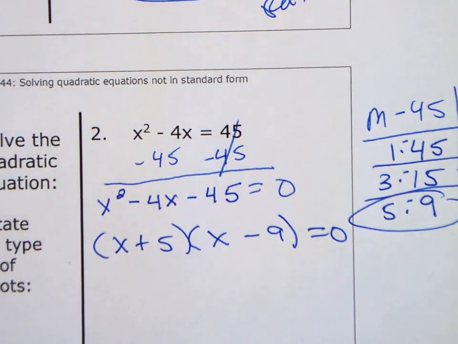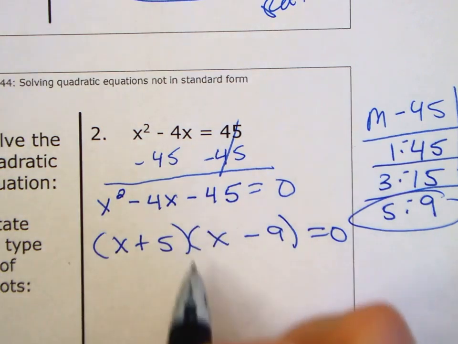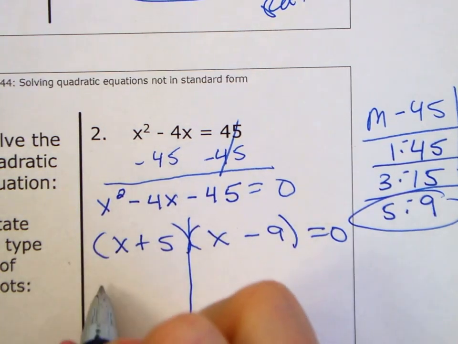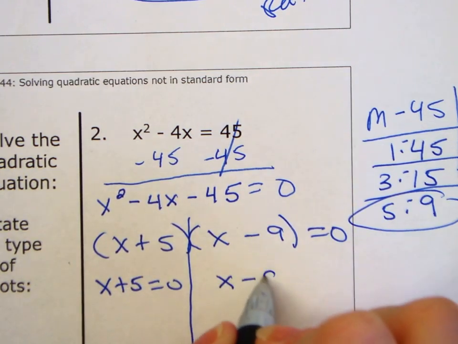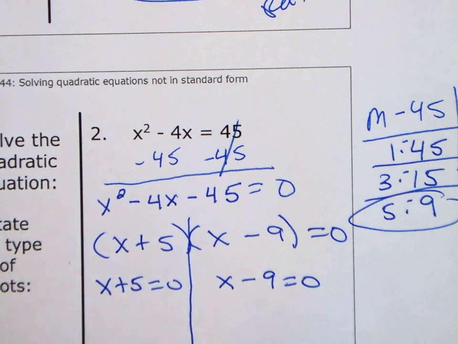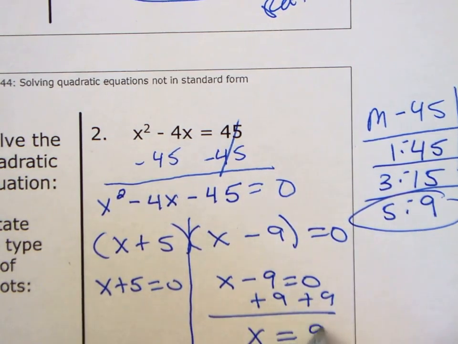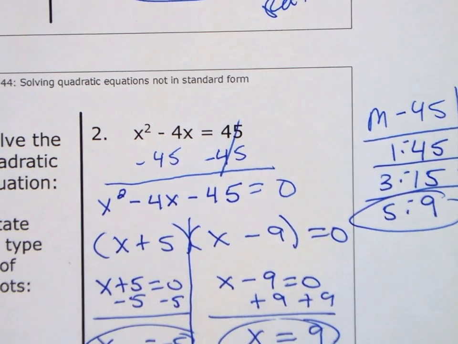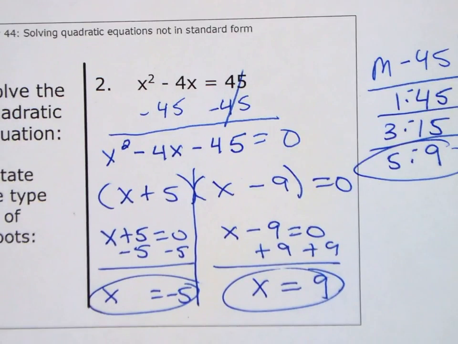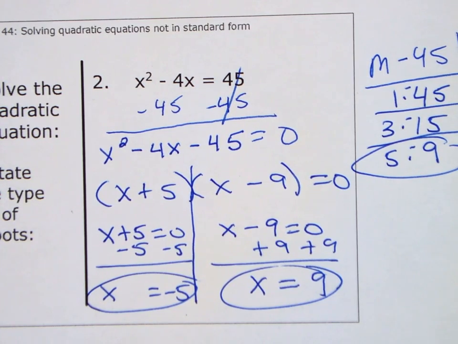The zero property says when two things multiply to 0, at least one of them equals 0. So we draw a line, and we set our factors equal to 0 and solve. Add 9. x equals 9. Minus 5. x equals negative 5. And we're done. Okay, helps if you see. All right, next one.